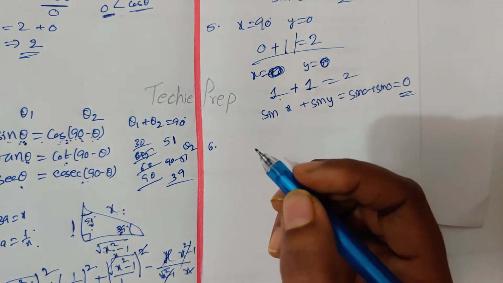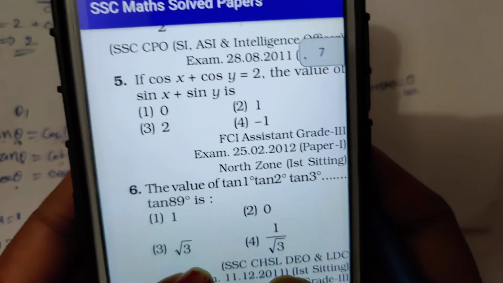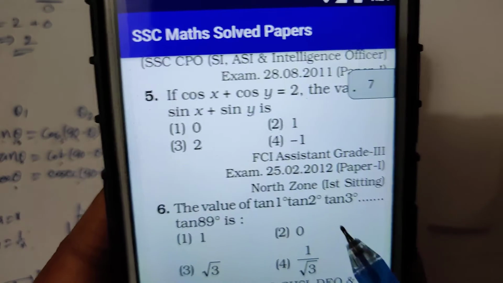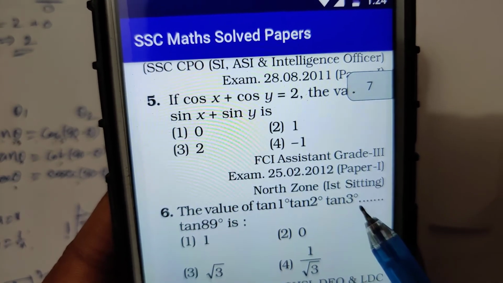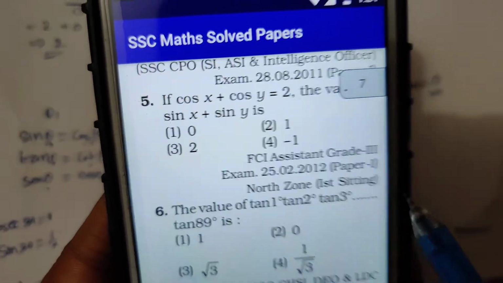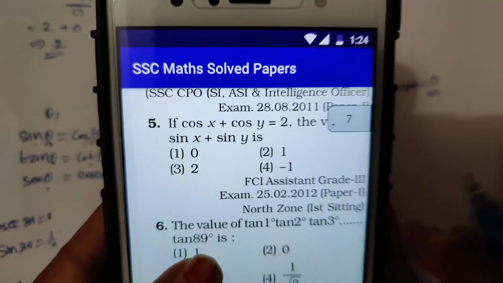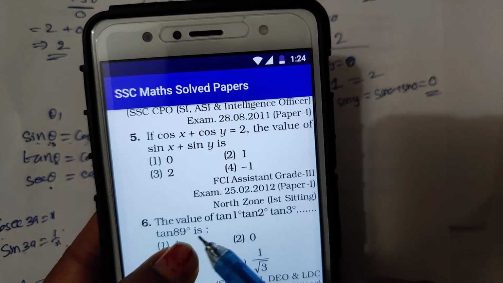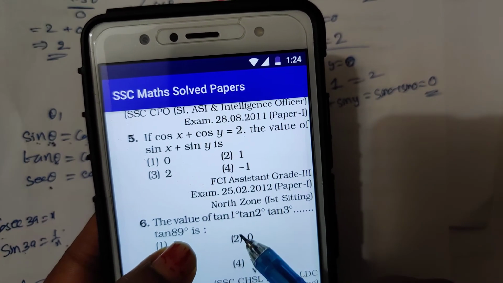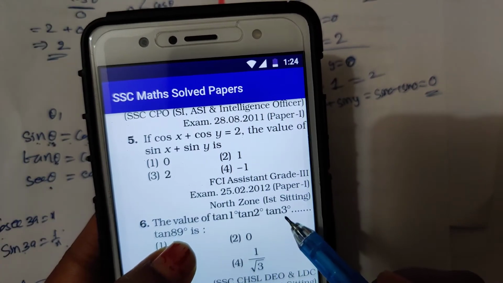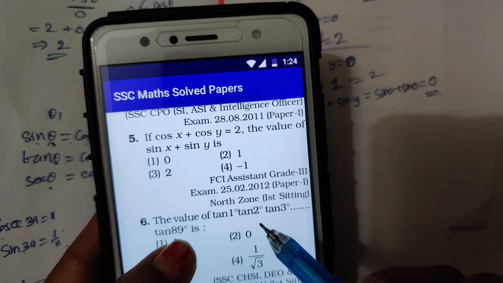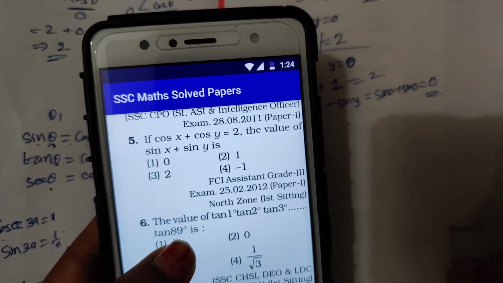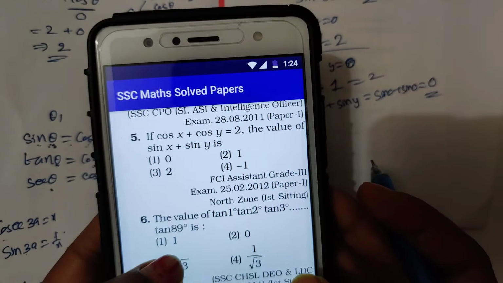Sixth question. We already saw this type of model. See, tan 1, tan 2, tan 3, tan 89. Given dots, that implies tan 4, 5, 6, 7, so on till 89. I already told you that 1 plus 89 is 90. Next again 2 plus 88 is 90. 3 plus 87 is 90. So it goes on repeating. Then this value will be totally as 1 into 1 into 1 into 1. So the answer will be 1.